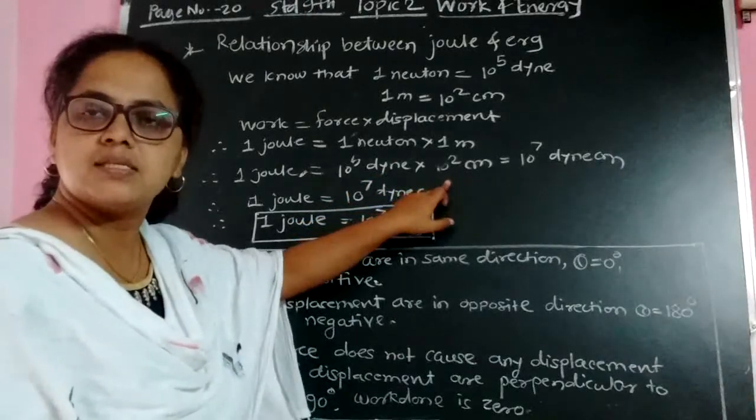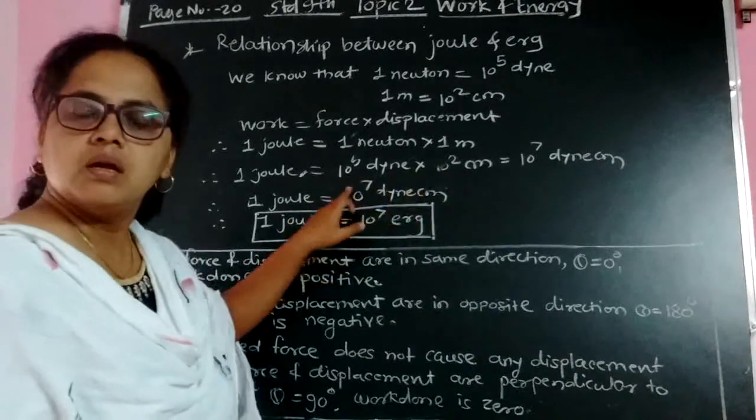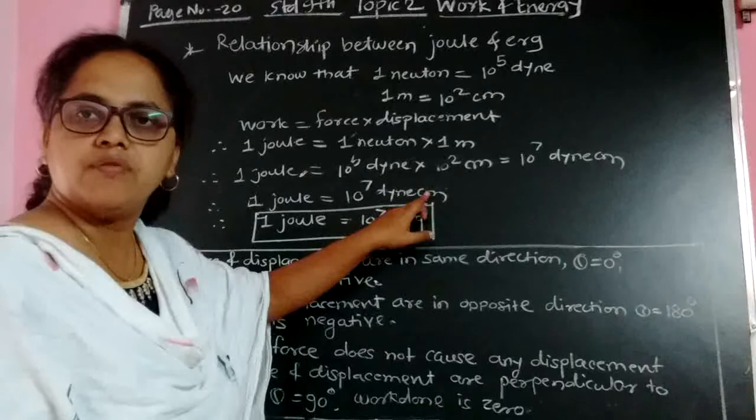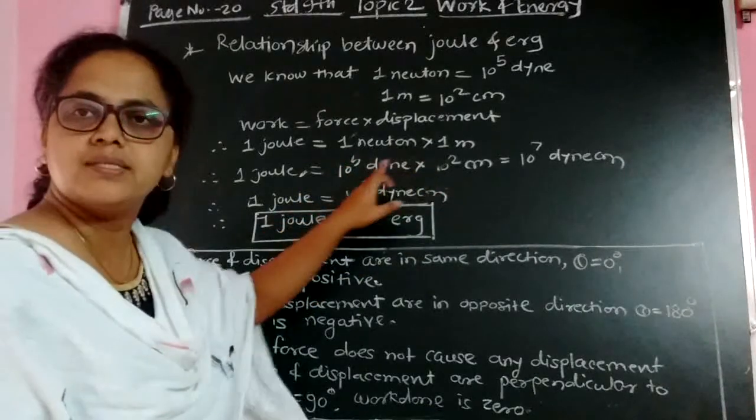In the indices there is one rule. If there is a multiplication of powers of 10, then there is an addition of indices.